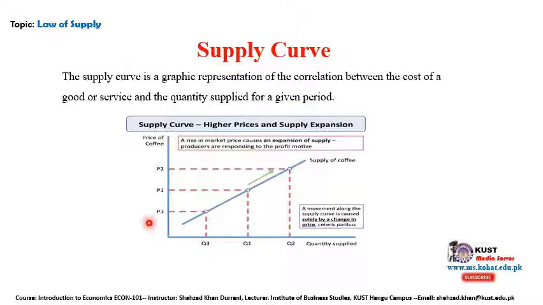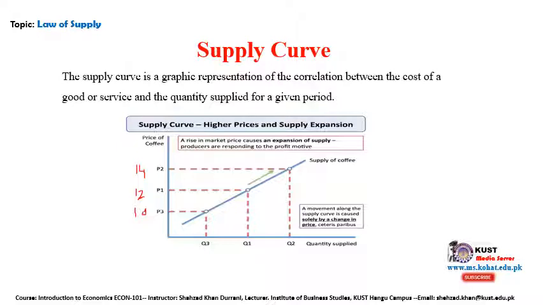Here, for example, as we saw in the table, the price was, let's say, 10. Let me write it here. Then we can see an increase in the price, which is 12. Then we can see an increase in the price again, which is 14. Clear? So these are the prices given on the vertical axis, or you can call it the x-axis.